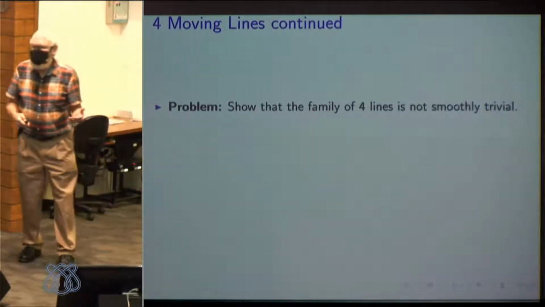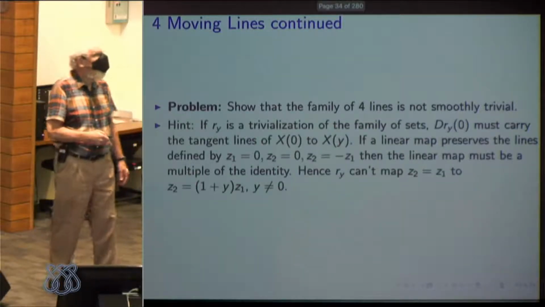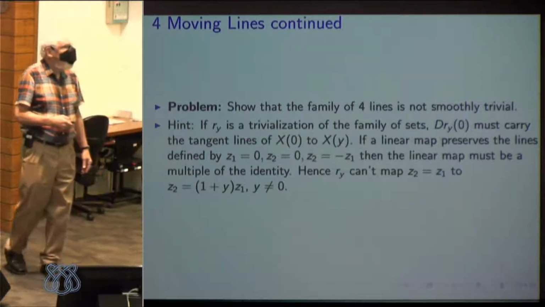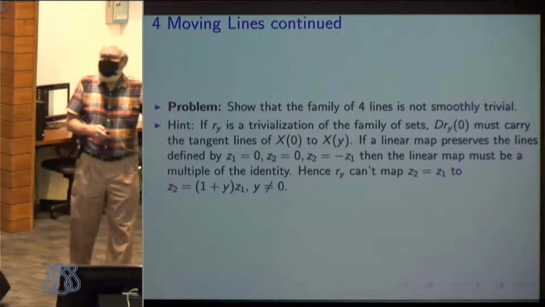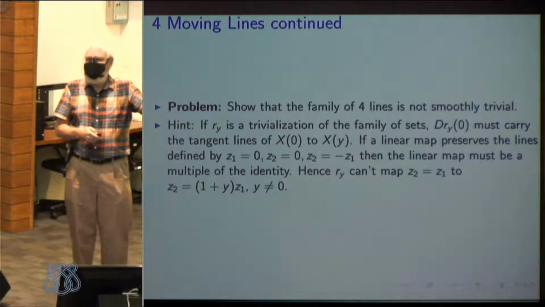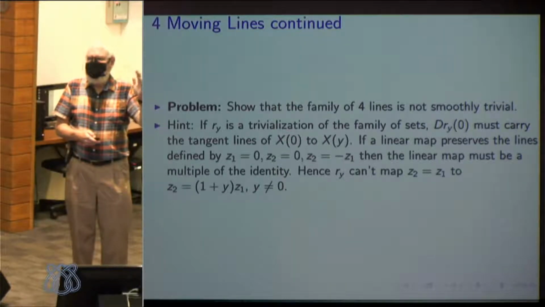Problem: show that these are not smoothly trivial. And I have a hint. The idea is that if you did have a trivialization, it puts too much pressure on the poor derivative. The derivative has to fix three lines, and if it fixes three lines, it can only be a multiple of the identity, and then it has no way to fix the fourth moving line.